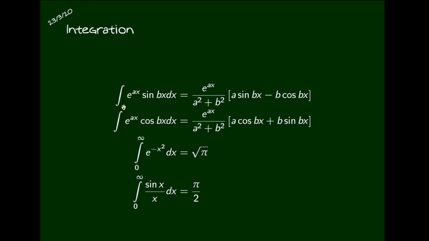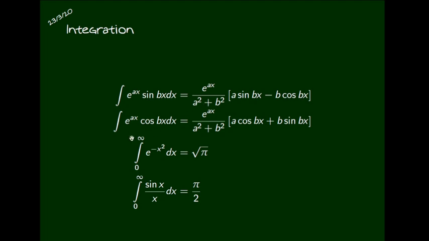Now, these four results are very important in Fourier integral representation. The first one is integral e raised to ax sin bx dx is equal to e raised to ax divided by the sum of squares of the coefficients, a square plus b square. Then put a long bracket, then a into sin bx as itself. Then actually there is a plus, then we take this b into the integral of this sine. Integral of sine is minus cos, so minus b cos bx.